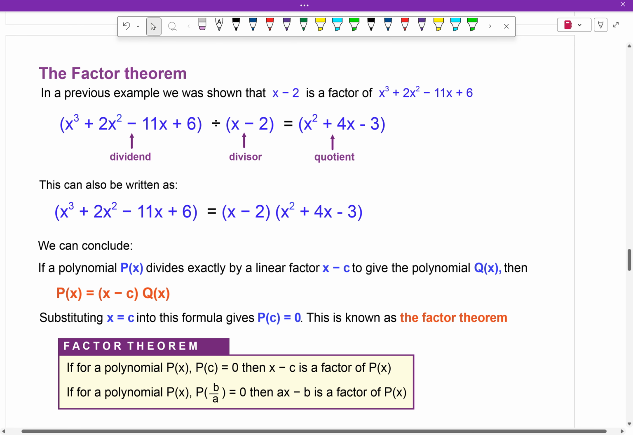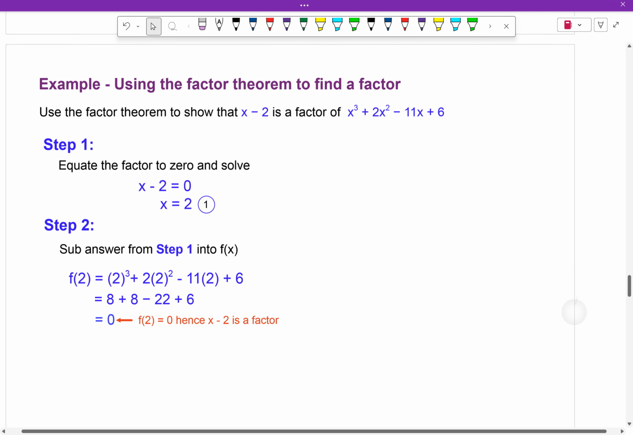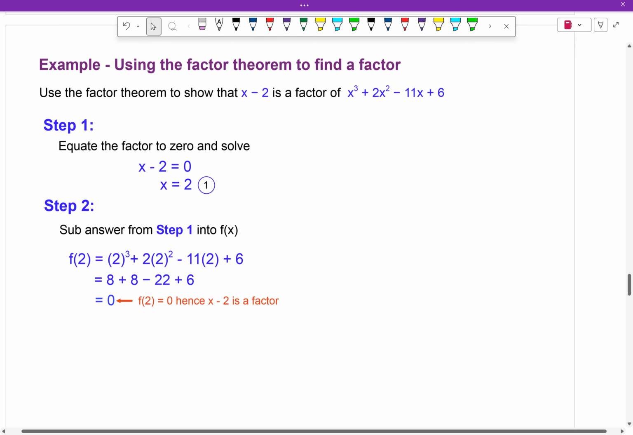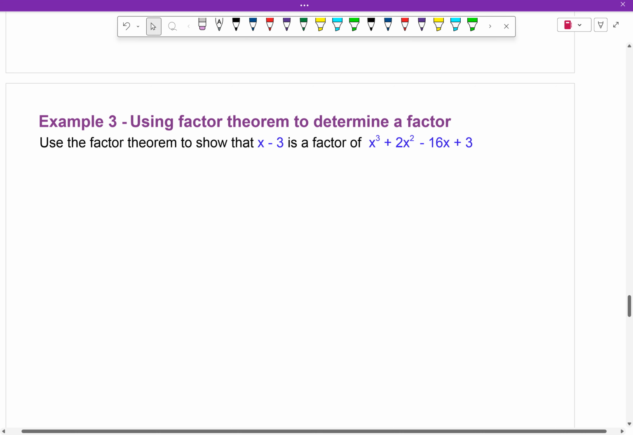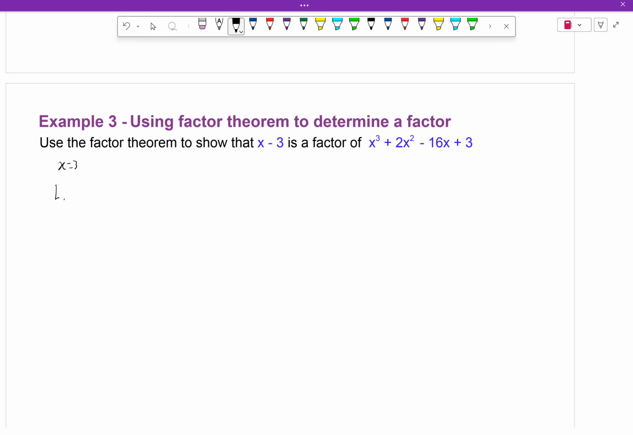So yeah, here comes the factor theorem. So that's what I've shown you before. So as mentioned, the function will become 0 if it's divisible. So again, use the factor theorem to show that x minus 3 is a factor. So let f of x equal x cubed plus 2x squared minus 16x plus 3, which becomes 27 plus 18 minus 48. If I do the numbers right.